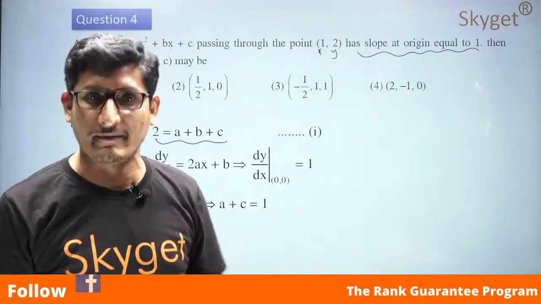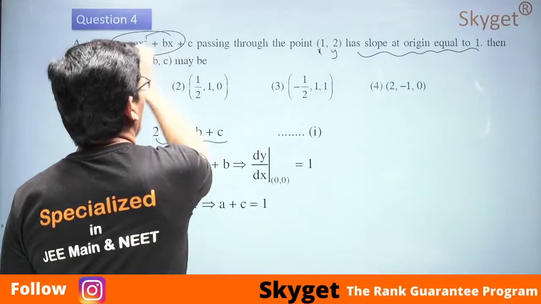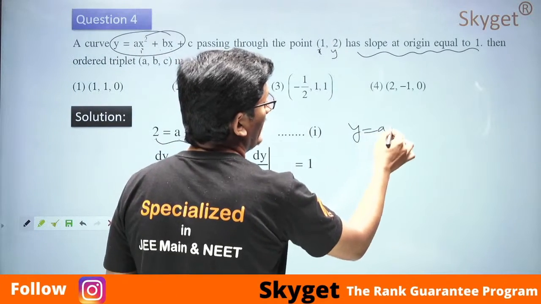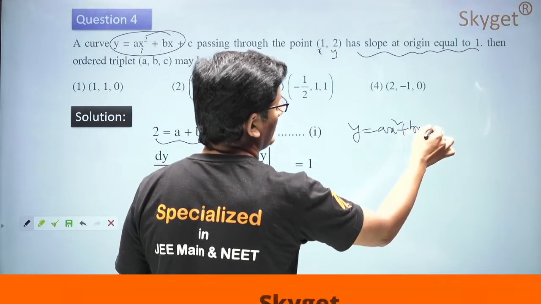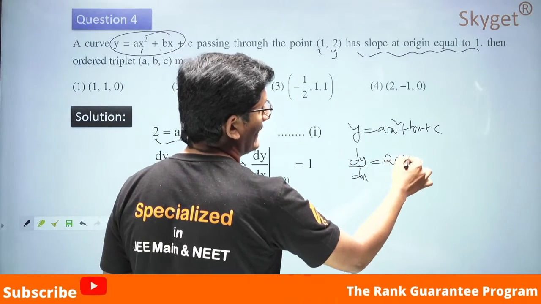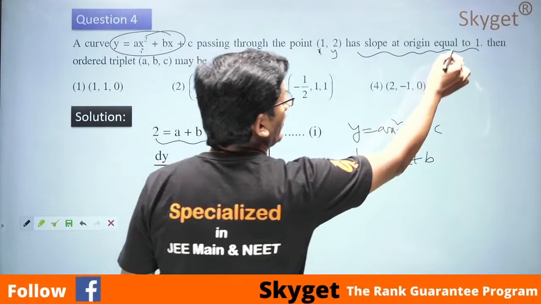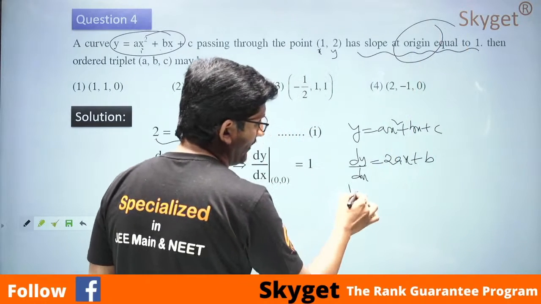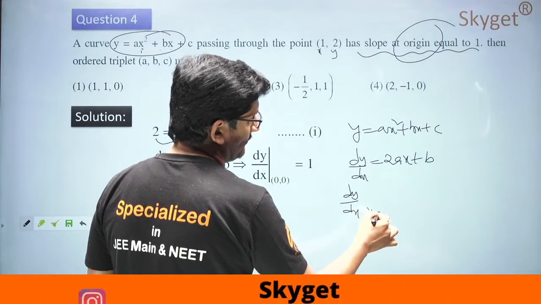Slope means dy by dx. So find out dy by dx. Y is equal to ax square plus bx plus c. Find out dy by dx. Dy by dx is equal to 2ax plus b. At what point here? At origin. So dy by dx at x is equal to 0.